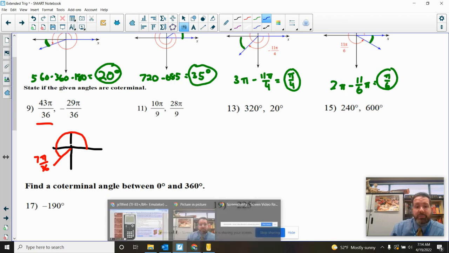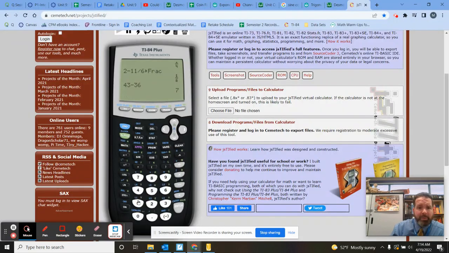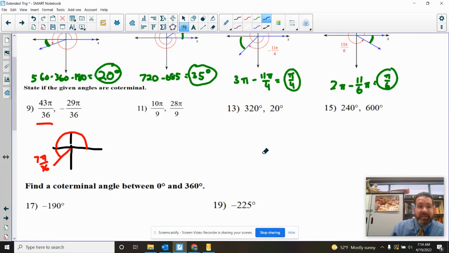Well, a half rotation would be 1 pi. I've got 29 over 36. That leaves me with a reference of 7 over 36. Look at that. So this one goes this direction and ends up there. The other one went the other direction and ended up there. Yes, these are coterminal because they end up in the same spot.